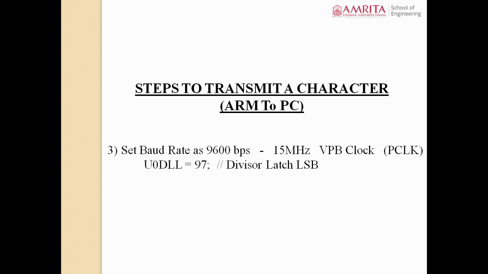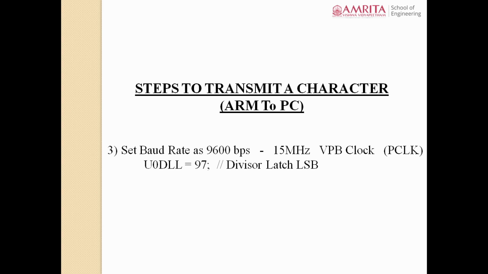So the clock supplied to the VPB peripheral bus is known as PCLK, right? And while configuring the PCLK, I have configured it as 15 megahertz. That also I have explained. So by default, your PCLK will be 15 megahertz, that is your core clock divided by 4. Here I have configured the core clock as 60 megahertz.